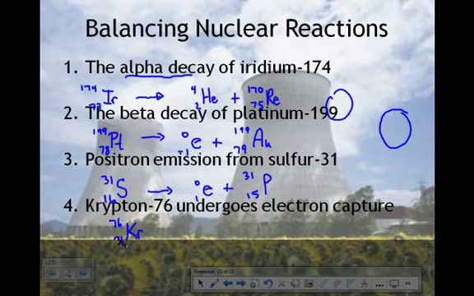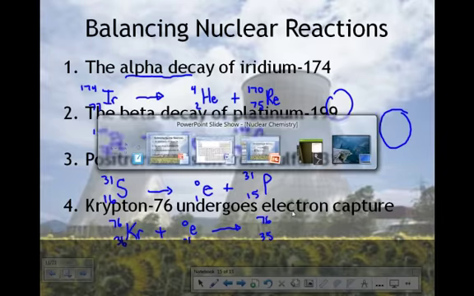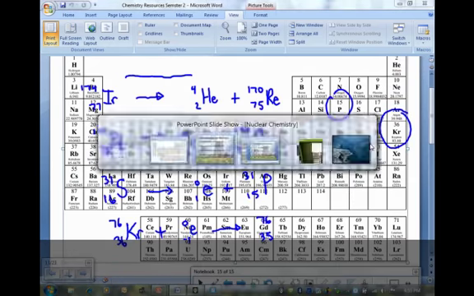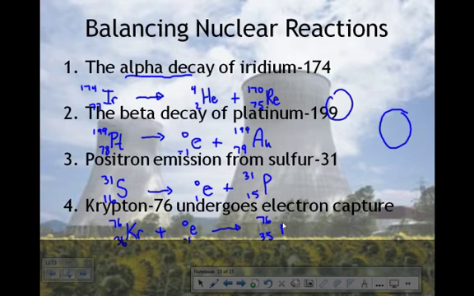It undergoes electron capture. So if we're capturing the electron, we put it on this side, the -1 and the 0 mass. All right, so what are we going to get? 76 on top, and on the bottom, 36 minus 1 is 35. So what's right next to krypton on the periodic table? Let's see, number 35 would be bromine. All right then, Br. That's it.